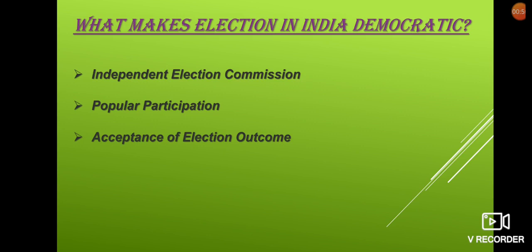So, to solve such problems, some steps have been taken to make elections in India more democratic. Here, we will justify this process with the help of three headings. First, we have an Independent Election Commission to make our elections more democratic.